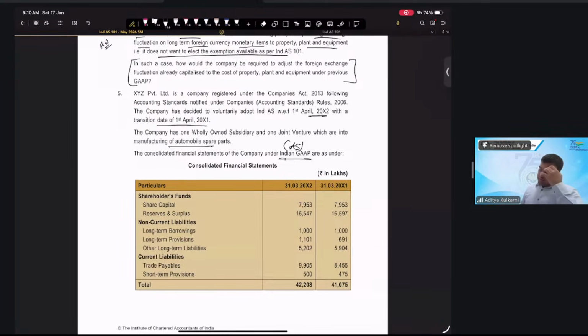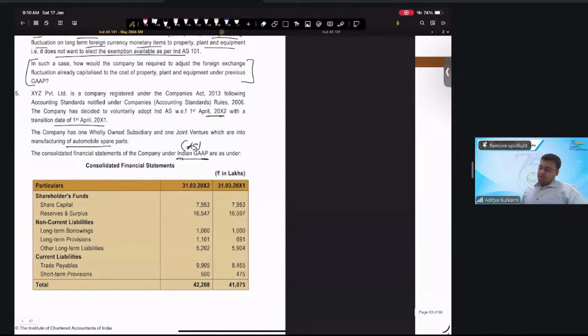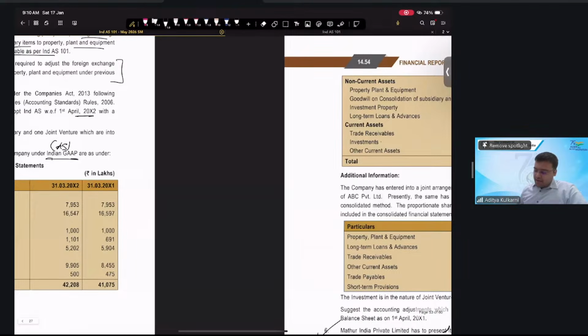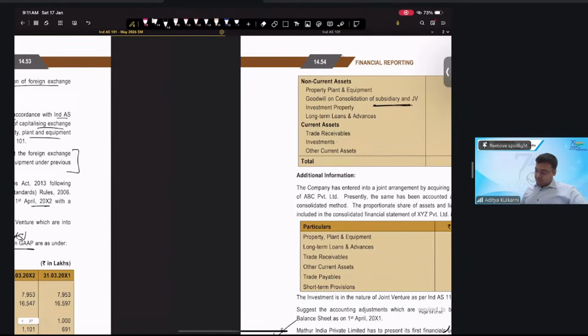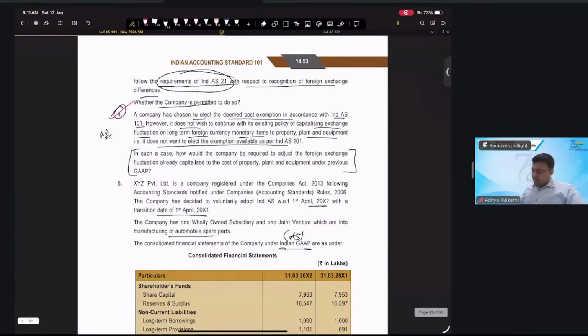long-term borrowings, provisions, liabilities, trade payable, short-term provisions, PPE, goodwill on consolidation of subsidiary and joint venture, both. Investment property, long-term loans and advances. Current assets, you have trade receivables, investments, and other current assets. The company has shares of ABC Private Limited. Presently, the same has been accounted as per the proportionate consolidated method.